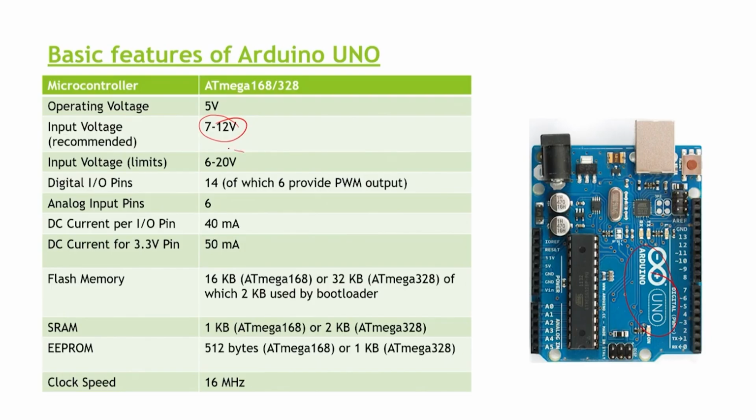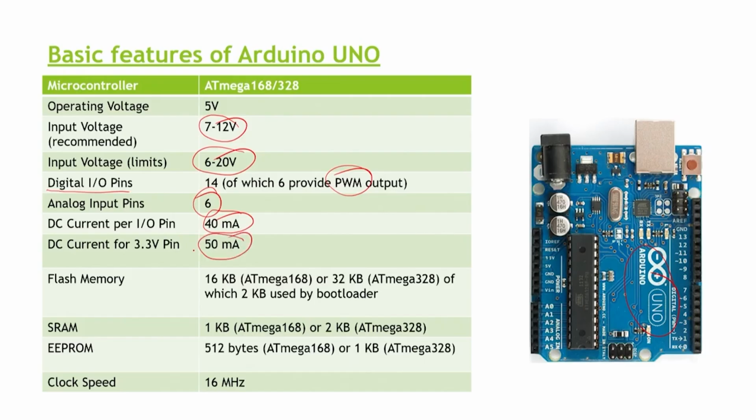Input voltage limits are given as 6 to 20 volts, and typically it is going to have about 14 input output pins, of which these are digital input output pins, which will be 14, okay, of which 6 will provide the pulse width modulation type of output, PWMs, and analog input pins will be about 6. DC current per input output pin is 40 milliamperes, and for the 3.3 volt pin it is about 50 milliamperes.